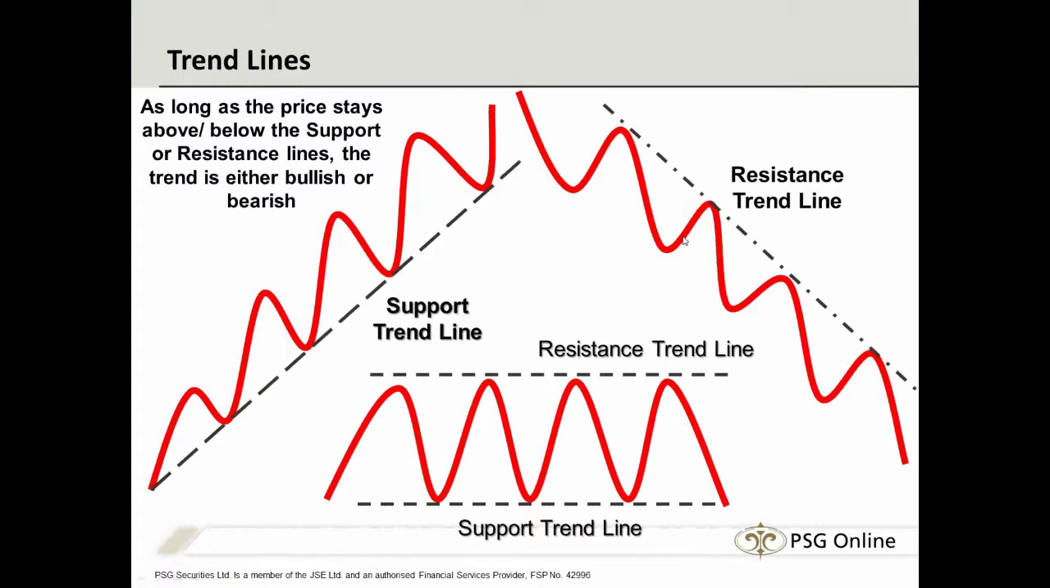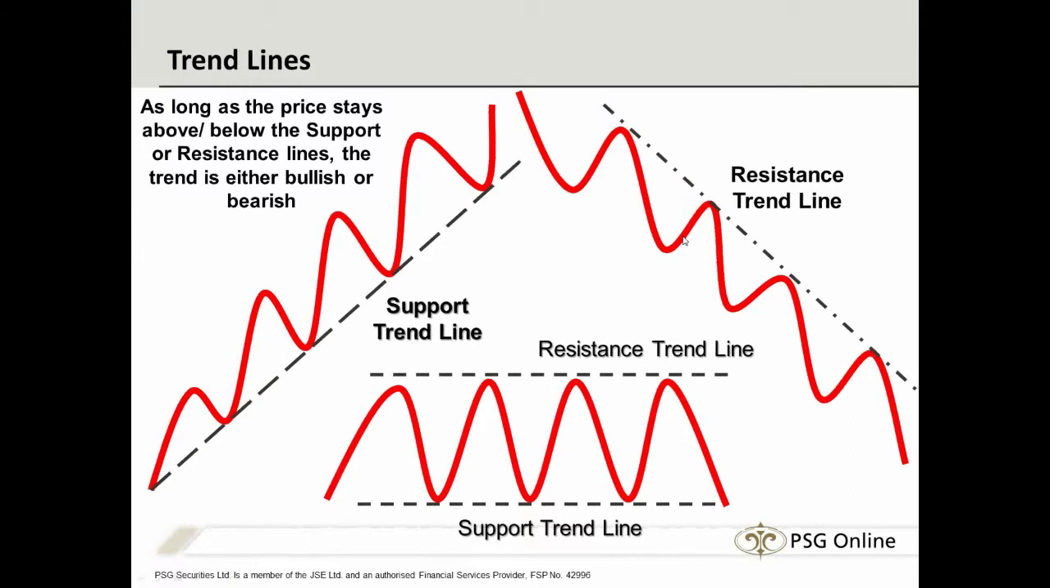In a bear market, we connect the highs or resistance levels. As long as the share price stays below that resistance trend line, the trend is down. So if you want to get into the market, you want a confirmation of a change in trend. You want to see the share price break out and close above that trend line for you to confirm that the trend is changing.